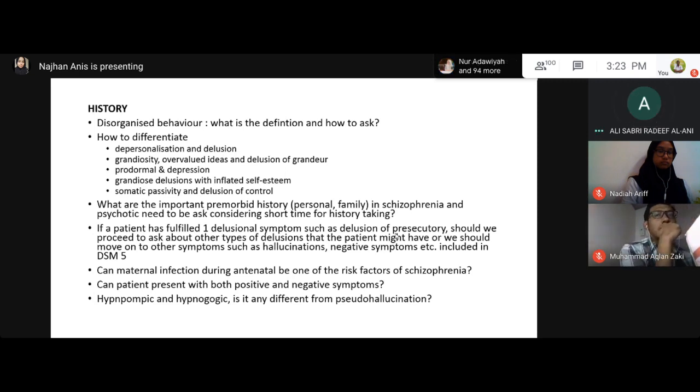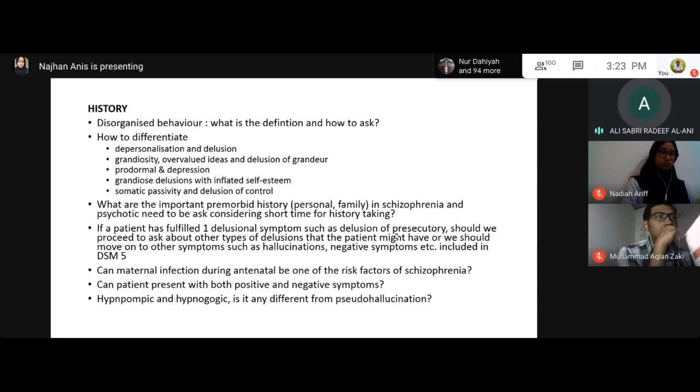Okay, if a patient has fulfilled a delusional symptom such as delusion of reference, should we proceed to ask about others? Of course, a patient can present with many types of delusions, so you have to elicit all of them. You have to ask about all the types of delusions, and the same goes for hallucinations. Sometimes the patient has third person auditory hallucinations, sometimes second person auditory hallucinations. Okay. So we have to elicit all these types.